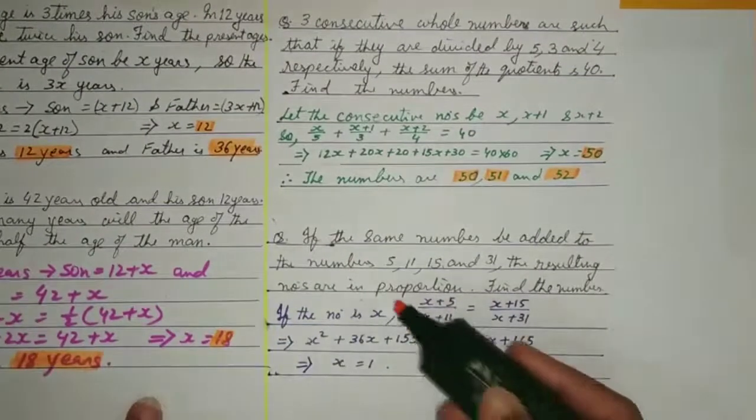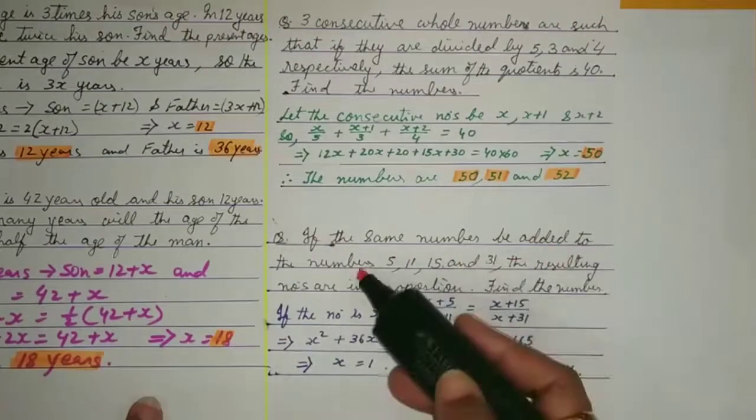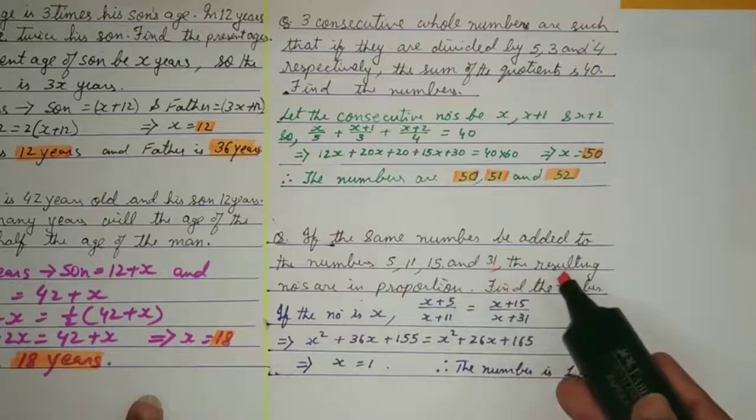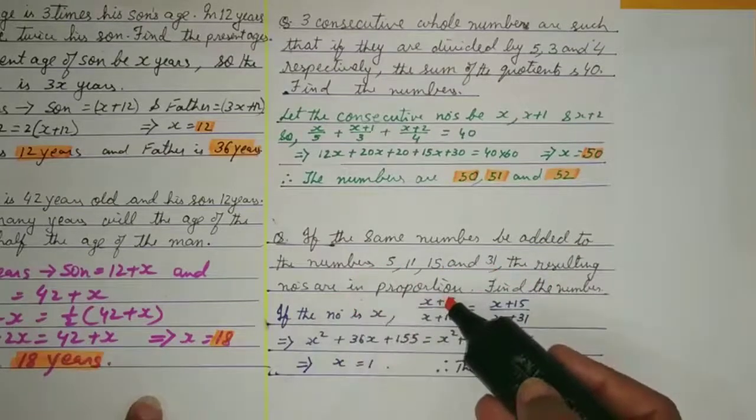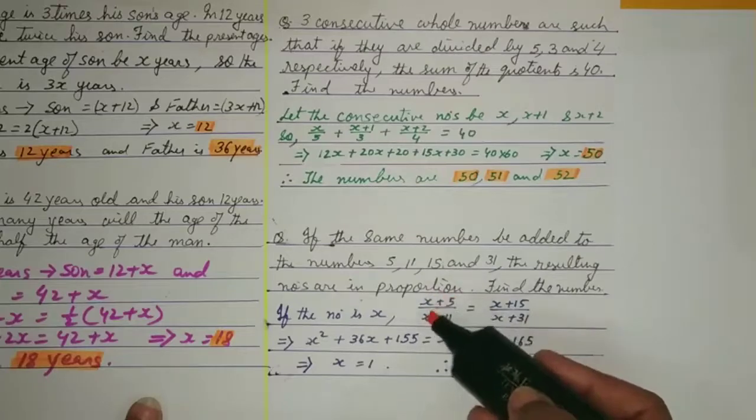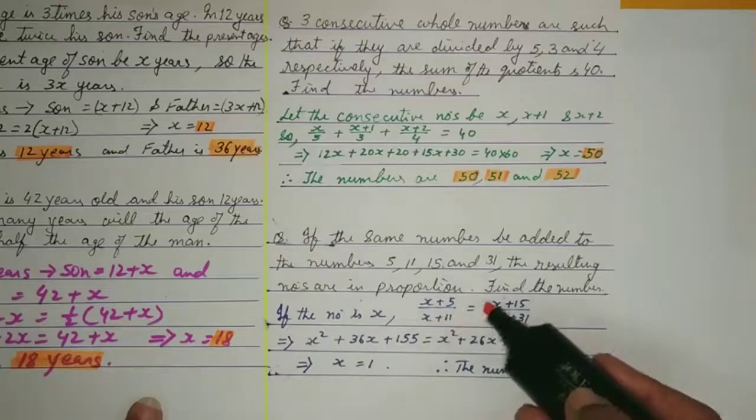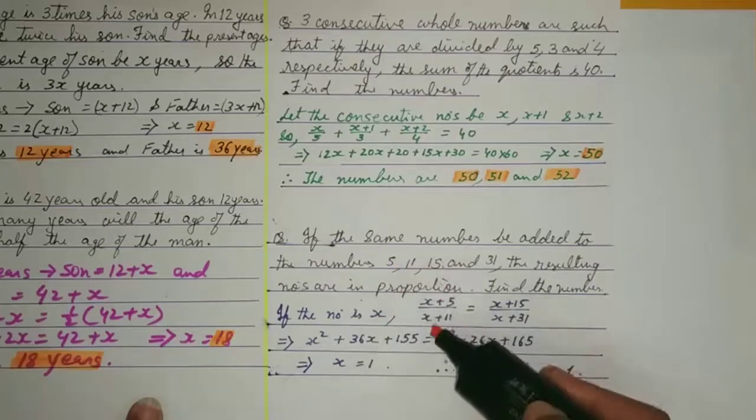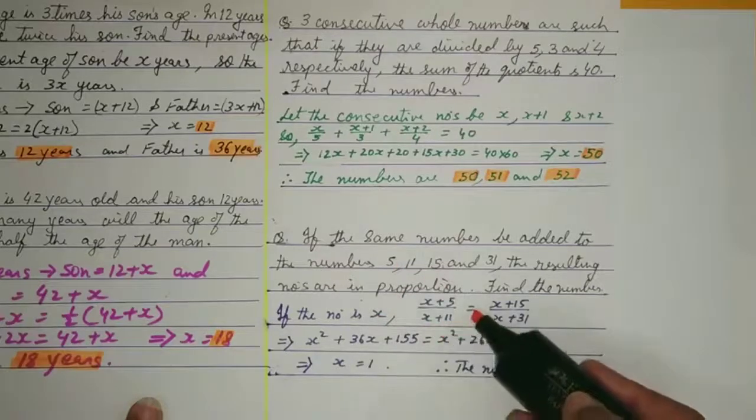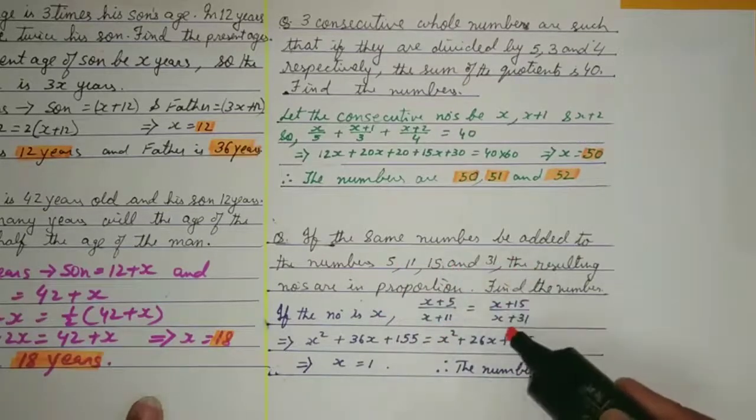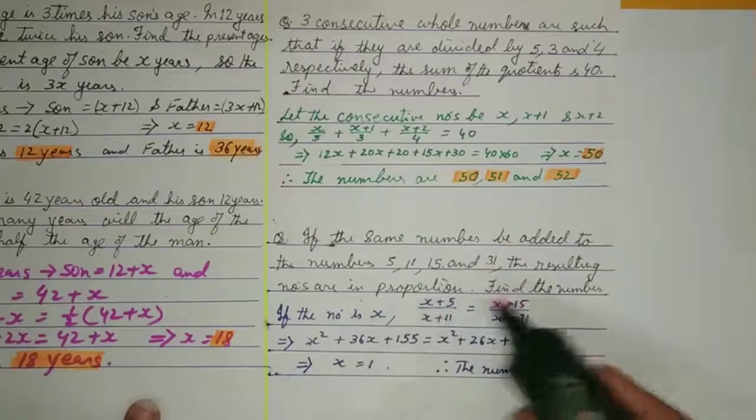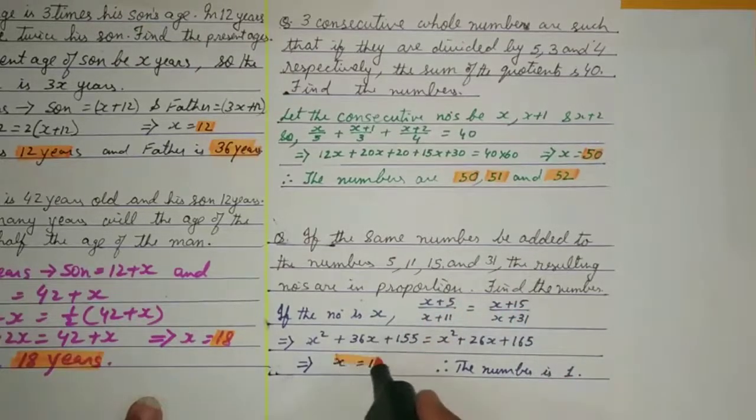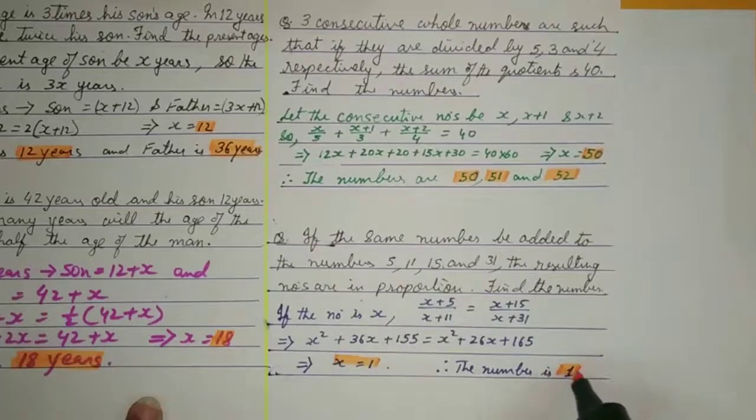Then, if the same number is added to the numbers 5, 11, 15 and 31, the resulting numbers are in proportion. In proportion means a by b is as c by d. So if you have the number x, it is x plus 5 by x plus 11 is equal to x plus 15 by x plus 31. On cross multiplying and cancelling, you get x as 1. So the number is 1.